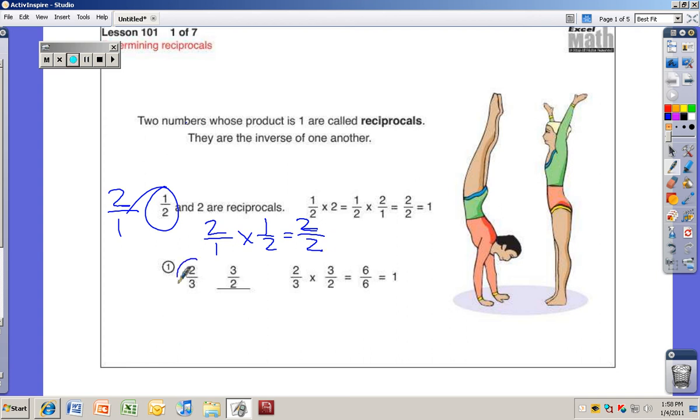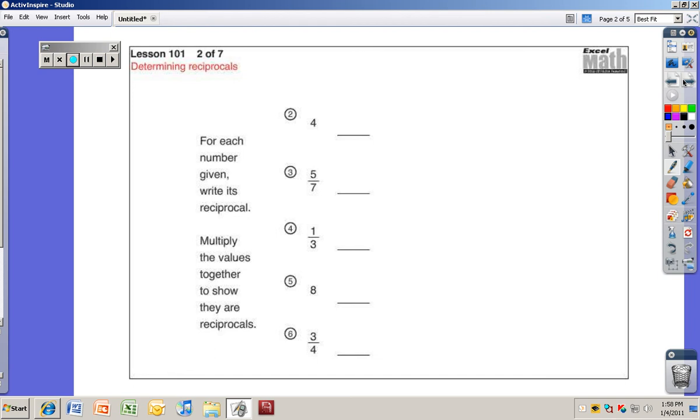Okay. The reciprocal of 2/3 is 3/2. Okay? Because 2 times 3 is 6, 3 times 2 is 6. The reciprocal is just flipping the fraction upside down. You got that now, Emma? Yeah. Too easy? Yeah. Okay.